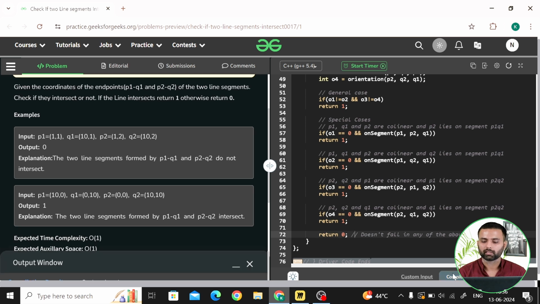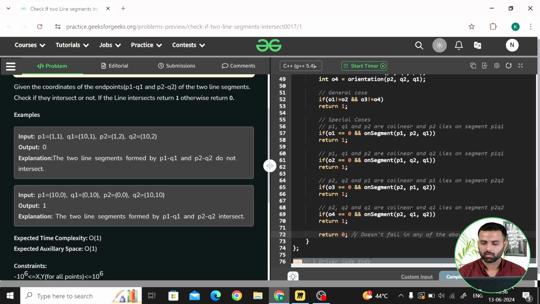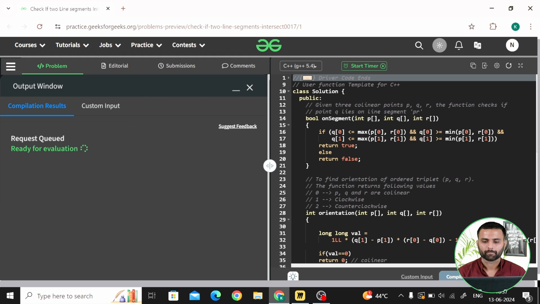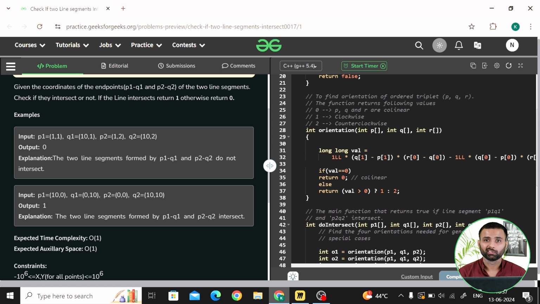So let's compile and run it to check whether it's working or not. Okay, yeah, it's working. Let's submit and check. Yeah, it's working fine. So I hope you understand.